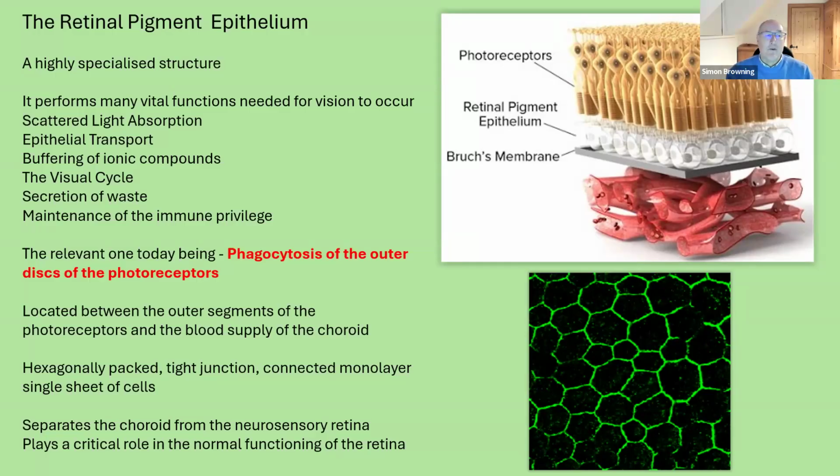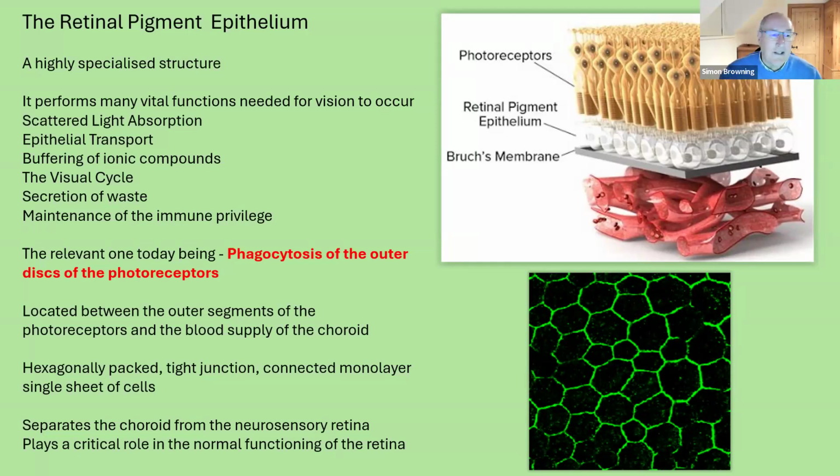And it's very, very responsible for secretion of waste and something known as maintenance of the immune privilege. Now, basically, nothing gets into or out of the eye unless it goes via the retinal pigment epithelium. And therefore, you've got a barrier to the blood. So if you do have a tumour within the eye or something like that, you haven't got direct access to the lymph system because of this immune privilege. So it's a really, really important thing here.